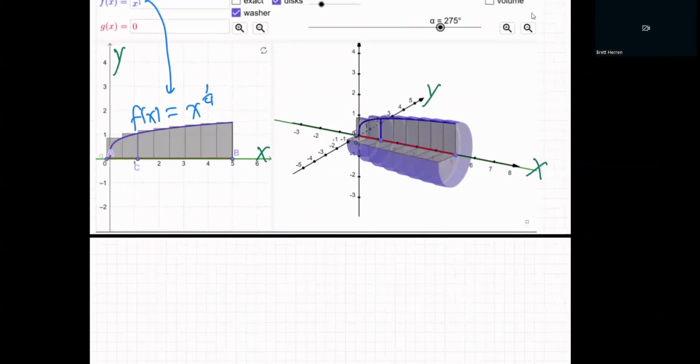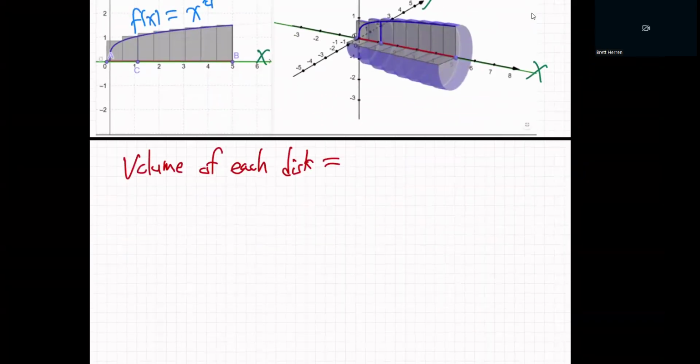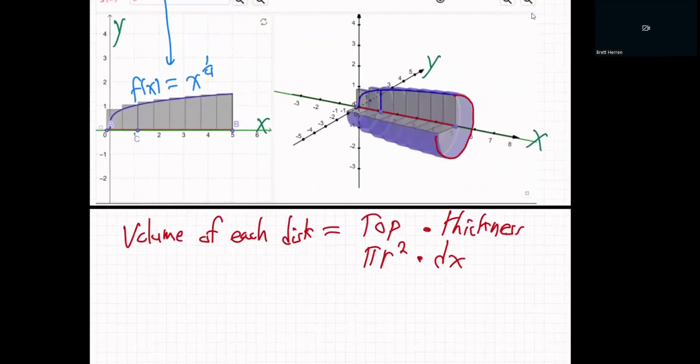Well, to do that, we're going to have to find the volume of each disc. How do you find the volume of any disc? Well, if you have a disc, notice it's round. So the top of it is pi r squared. That's the area of the top of any circle, times the thickness. And what's that? That's going to be dx, right? You can see it right here. Each of these discs is dx.